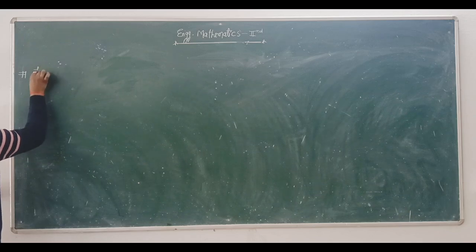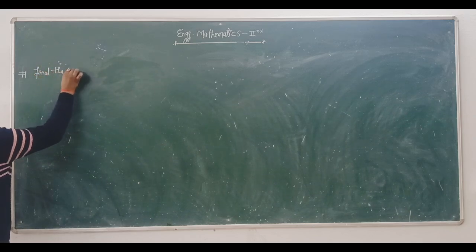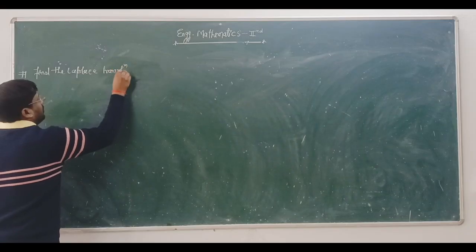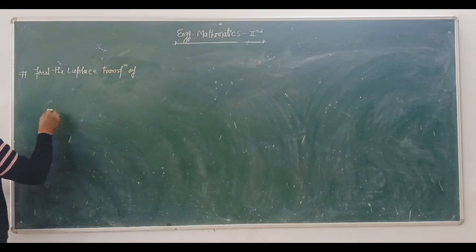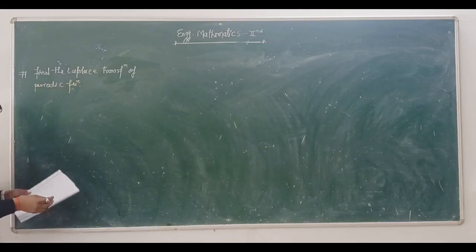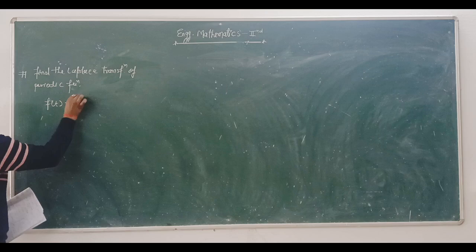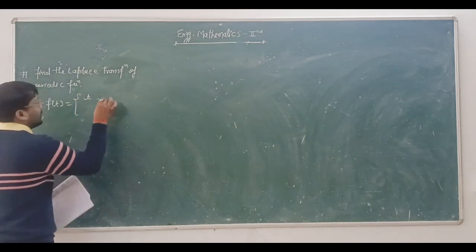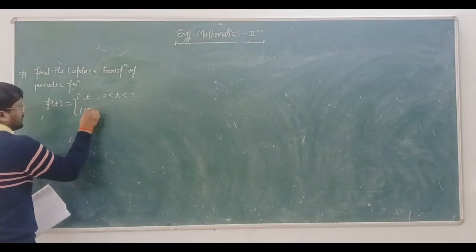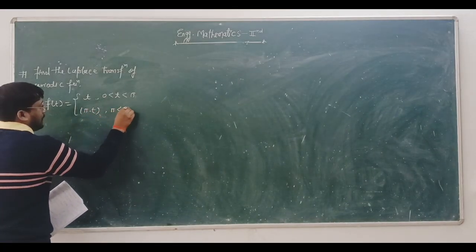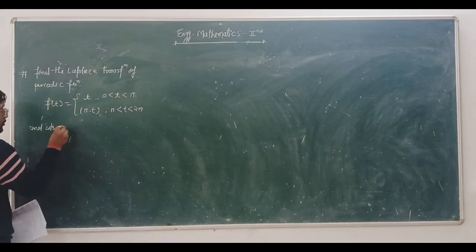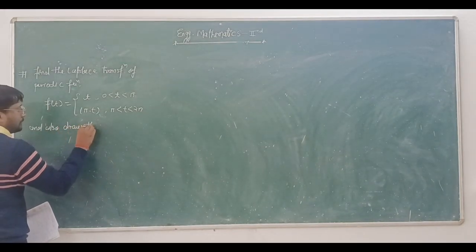Find the Laplace transformation of the periodic function f(t) is equal to t when 0 is less than t is less than pi, and pi minus t, pi is less than t is less than 2 pi, and also draw the graph.